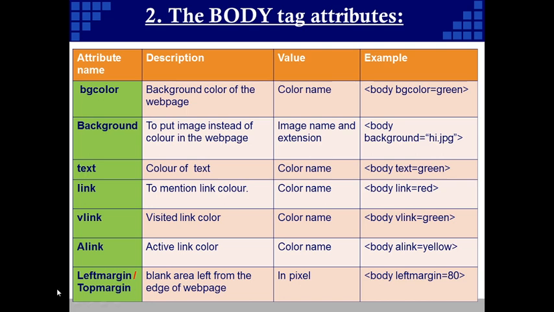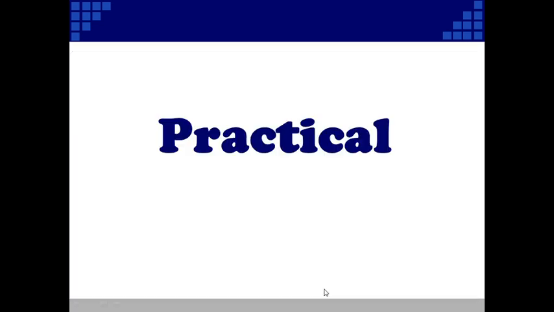The margin can be left and top. You can mention the value in pixels, meaning dots. Look at the example here: body leftmargin equal to 80, meaning you are giving a left and right margin of 80 pixels. So when you mention left margin, that means the left and right margins are the same. If you mention top margin, that means the top and bottom margins are the same. So let's do a practical.